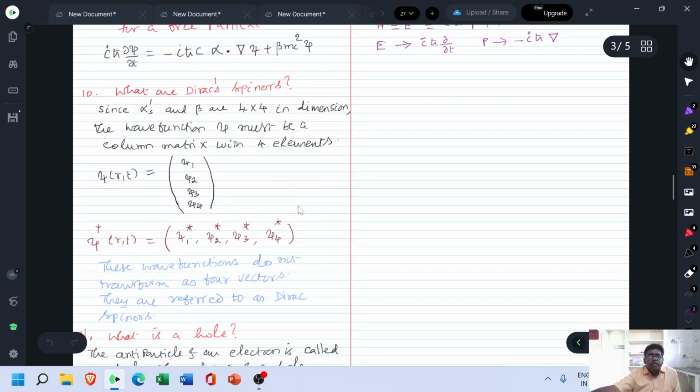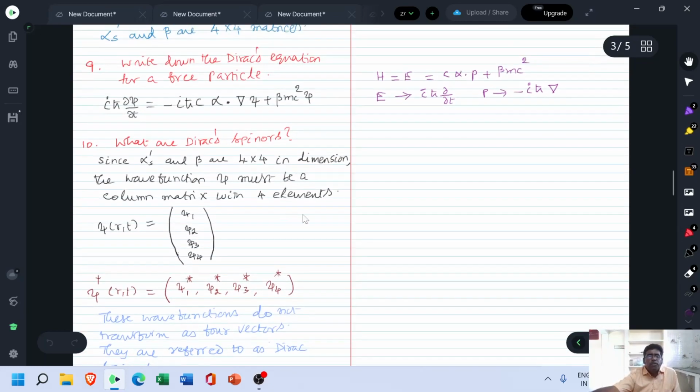What are Dirac's spinors? Since alphas and betas are 4 by 4 in dimension, the wave function psi must be a column matrix with 4 elements, because in matrix multiplication, alpha is 4 by 4. Here, alphas and betas are multiplied by the wave function psi. In matrix multiplication, in order to multiply a matrix with another matrix, suppose the first matrix is 4 by 4 in dimension, so the second matrix, that is the multiplication matrix, should have at least 4 rows. Therefore, psi is a column vector with 4 elements.